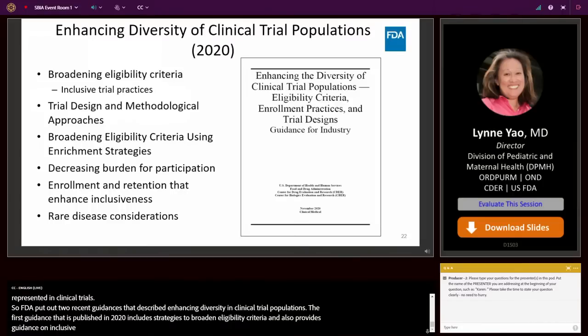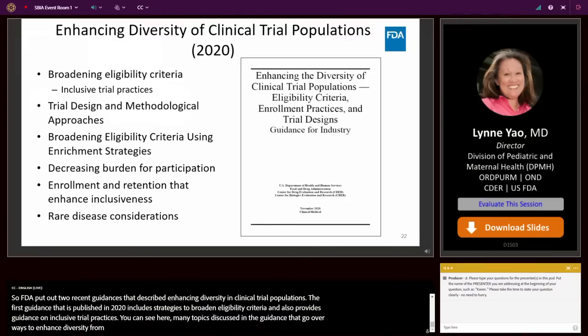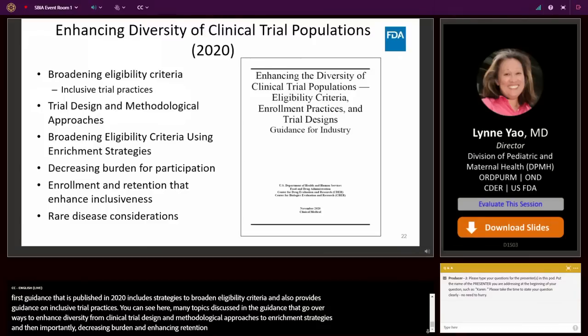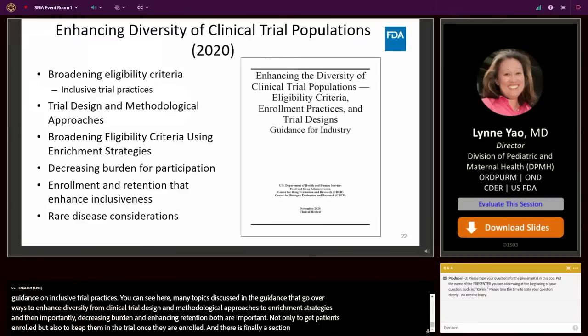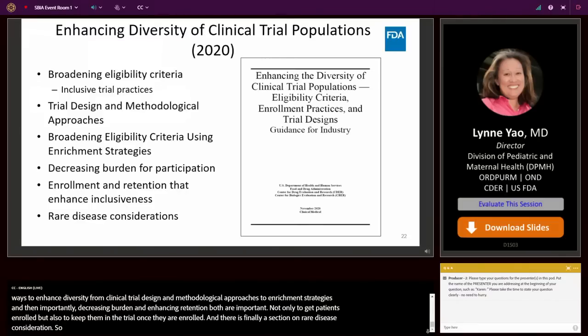And you can see here many topics discussed in the guidance that go over ways to enhance diversity, from clinical trial design and methodologic approaches to enrichment strategies. And then importantly, decreasing burden and enhancing retention, both important not only to get patients enrolled, but also to keep them in the trial once they are enrolled. And there is finally a section on rare disease considerations. So again, a really important guidance that describes how clinical trials can potentially be more diverse and inclusive of populations who are likely going to be taking the drug.